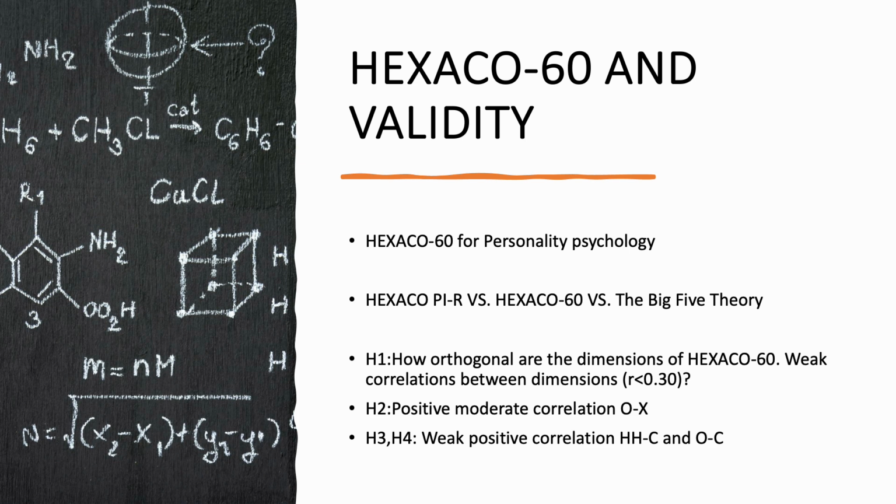To list our hypotheses, we start with how orthogonal the dimensions of HEXACO-60 are. We expect weak correlations between dimensions, and thus a correlation smaller than 0.30. H2, we're expecting a positive moderate correlation between openness to experience and extroversion. H3 and H4, weak positive correlations between honesty-humility and conscientiousness, and openness to experience and conscientiousness.